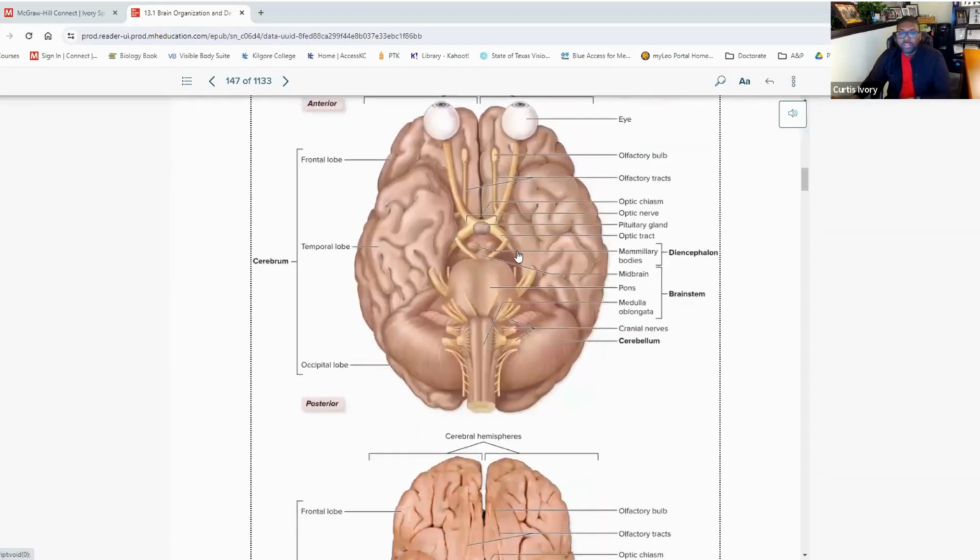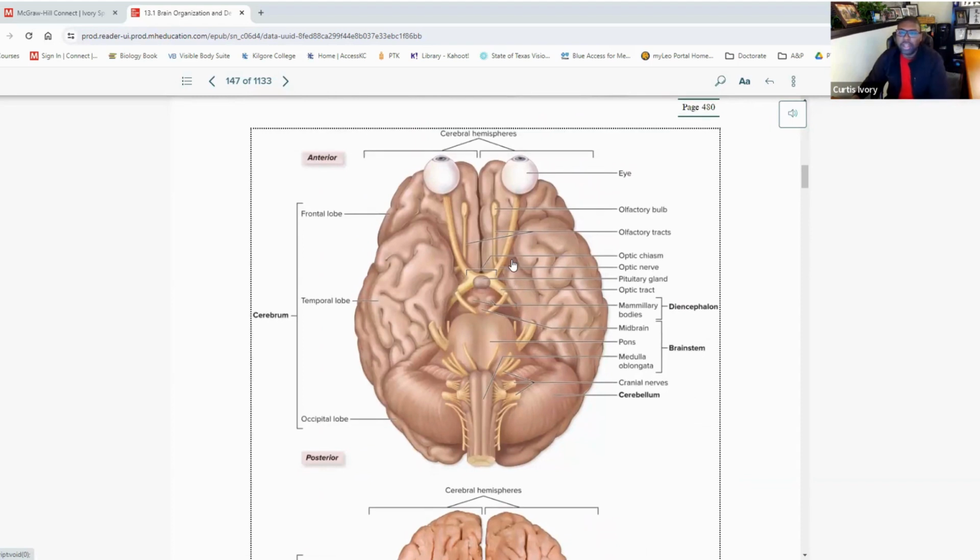If we take a look underneath the brain, here we can see how our eyes attach to our brain, or innervate our brain. So we have our optic tracts. These right here are called the olfactory bulbs. This is the base of the nerves that are in our nose, which allow us to smell, to associate smells with certain different memories. These are the nerves that stimulate smell.